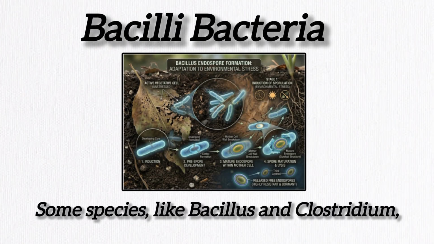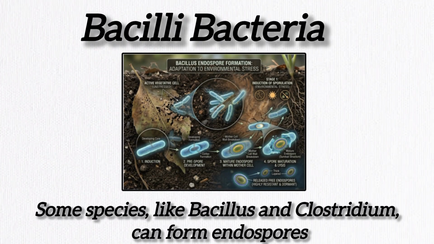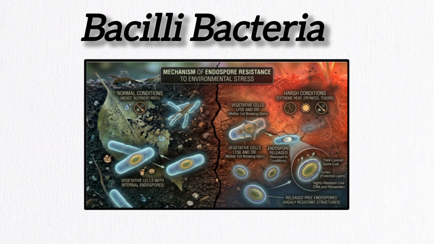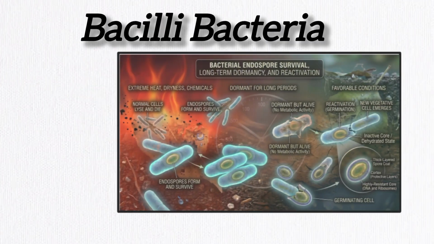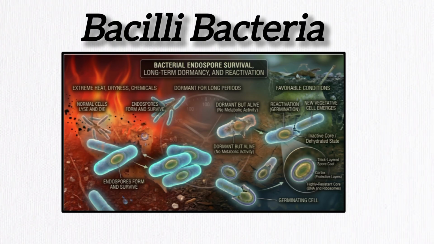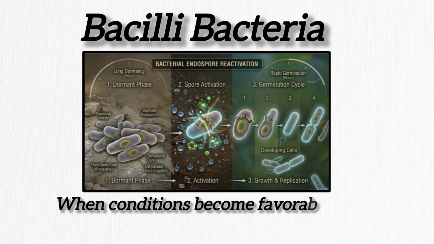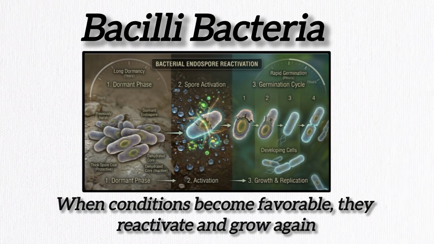Some species, like Bacillus and Clostridium, can form endospores, which are highly resistant structures that protect the bacteria in harsh conditions. These spores can survive extreme heat, dryness, and even chemical exposure, remaining dormant for long periods. When conditions become favorable, they reactivate and grow again.